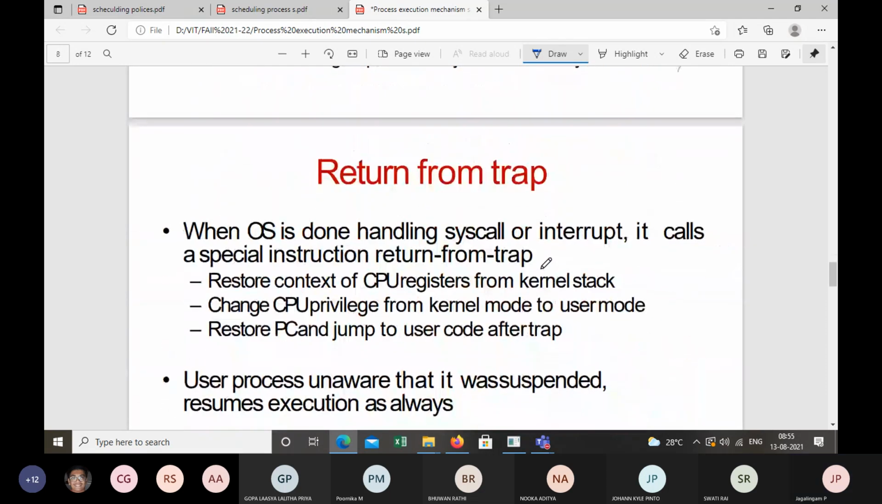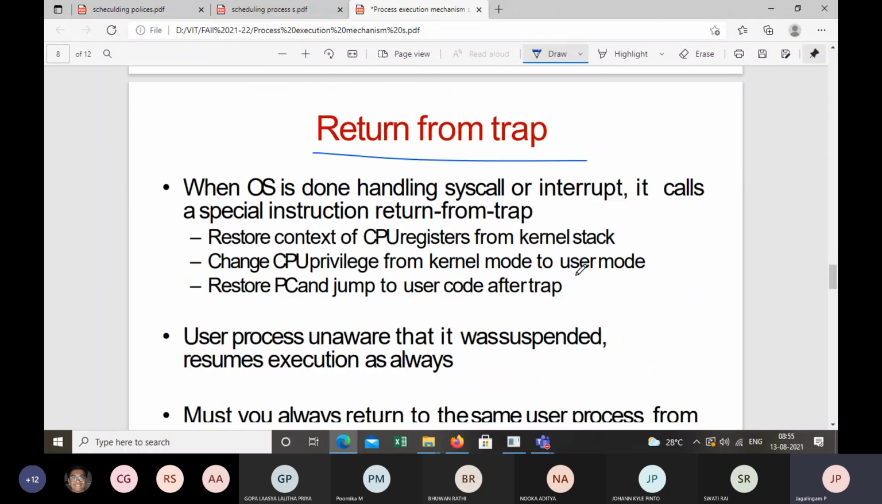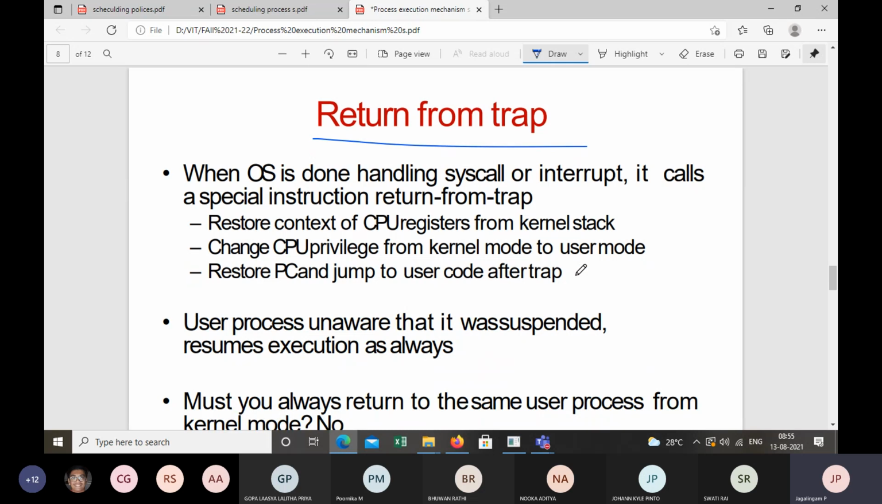And once we call the trap instruction, after the system call is executed, the CPU has to move from the kernel mode to the user mode, right?